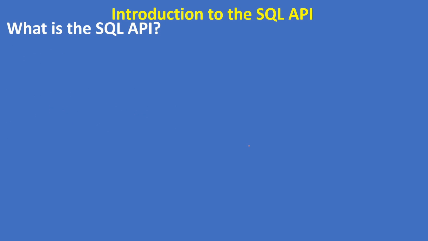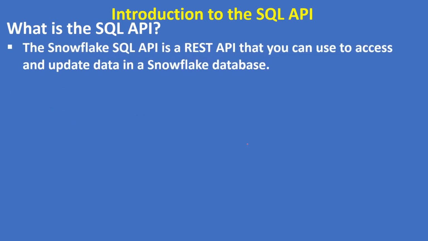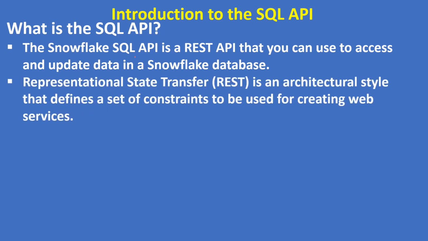What is the SQL API? The Snowflake SQL API is a REST API that you can use to access and update data in a Snowflake database. Here, REST, or representational state transfer, is an architectural style that defines a set of constraints to be used for creating web services.